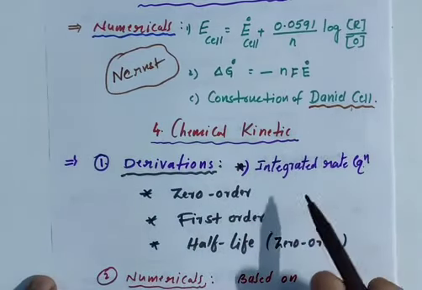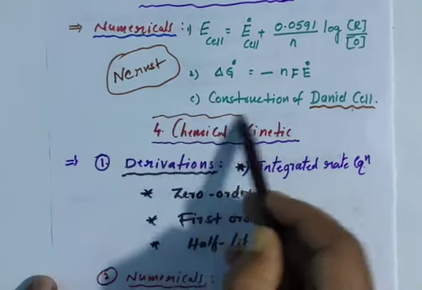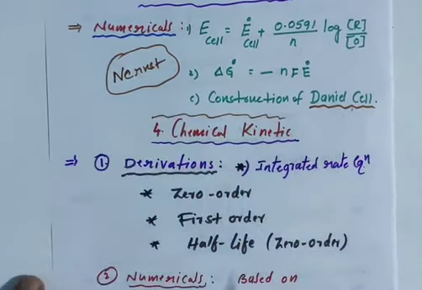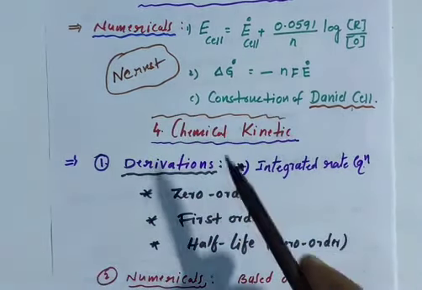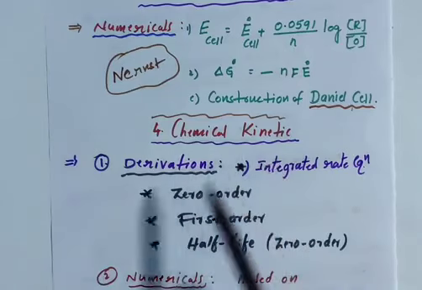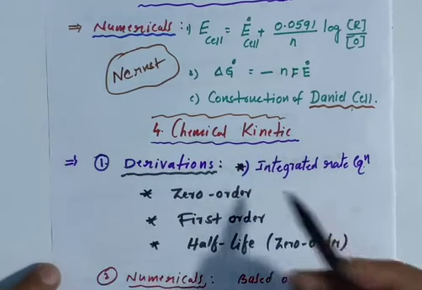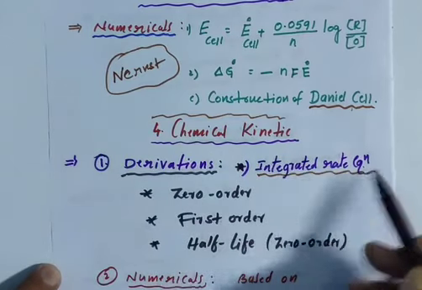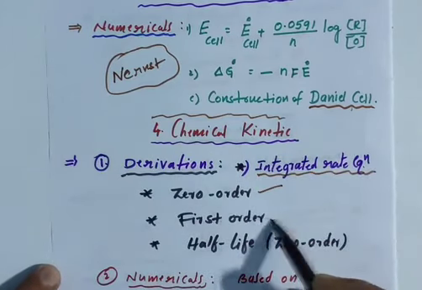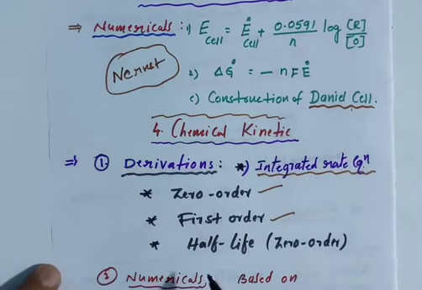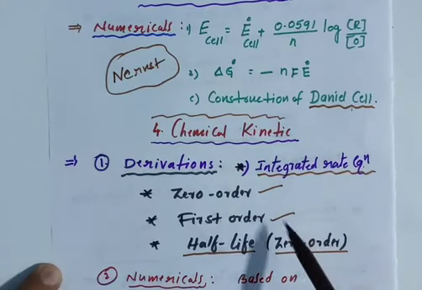Another important chapter to get a strong 3 marks question is chemical kinetics. Here we have derivations like in solid state, that is the integrated rate equation for zero order and first order, and sometimes they will ask the half-life of the reaction for zero order. If you learn these three, one is surely coming for 3 marks.